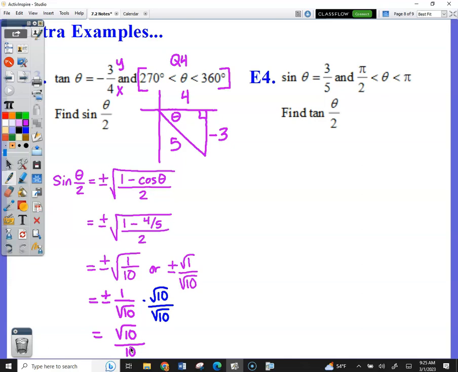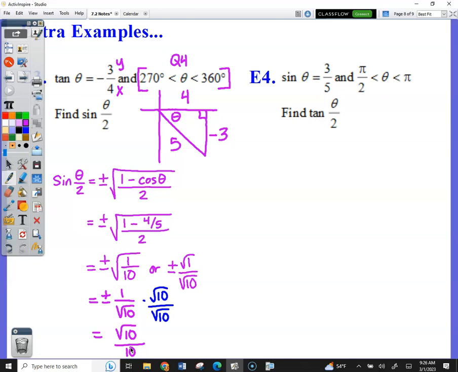Okay? Well, if we were in quadrant 4 with this single angle, and we've cut the angle in half, then we've most likely landed in quadrant 2. What is sine in quadrant 2? Positive. So that's the answer.